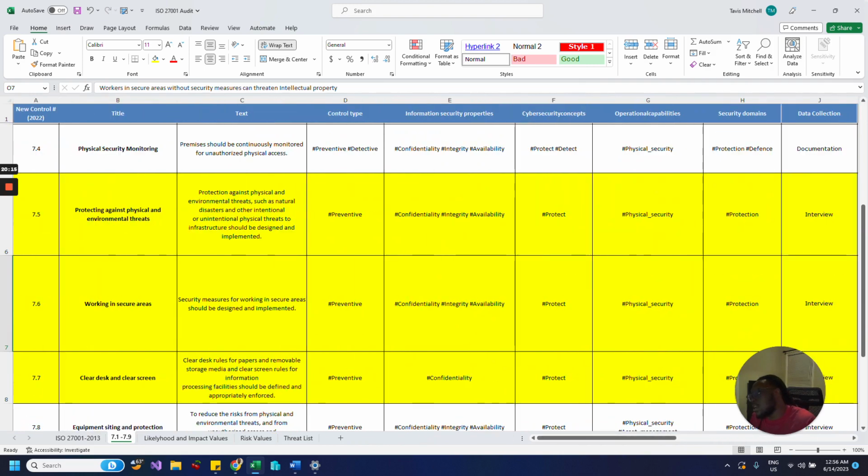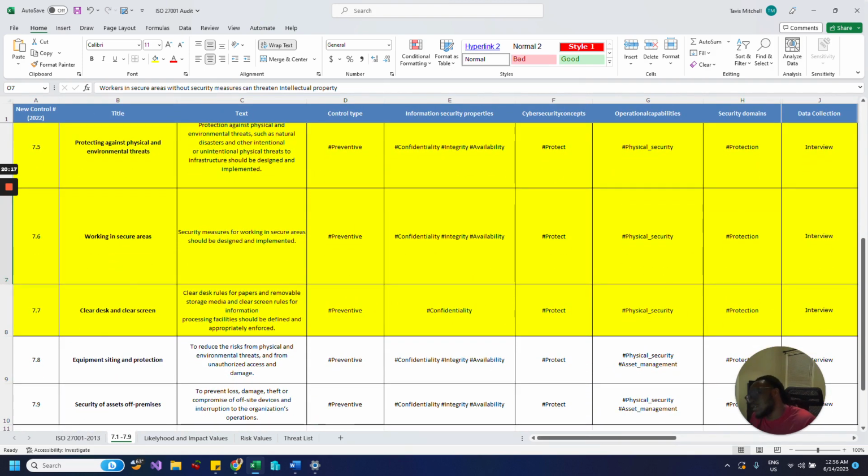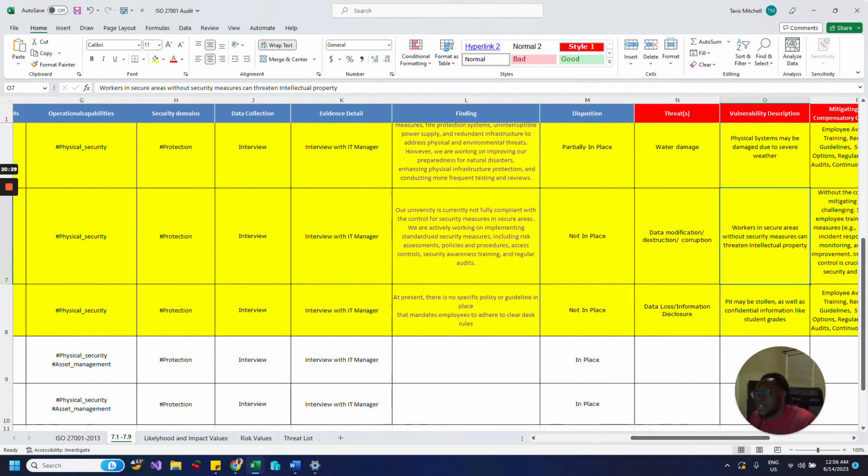And the last one that they're not compliant with is the clear desk and clear screen. They don't have a policy on this written up, according to this compliance audit right here. So we're going to do a risk assessment on that. At present, there is no specific policy or guideline in place that mandates employees to follow the clear desk rule.